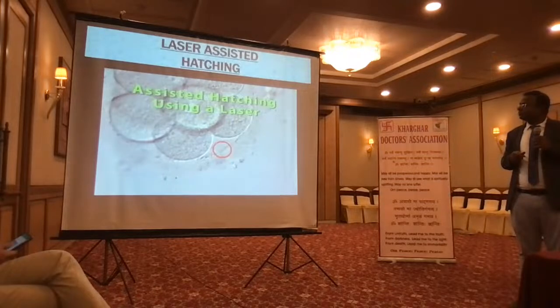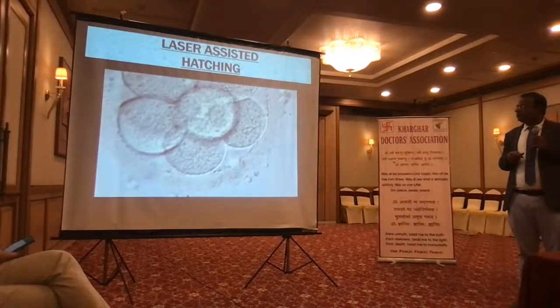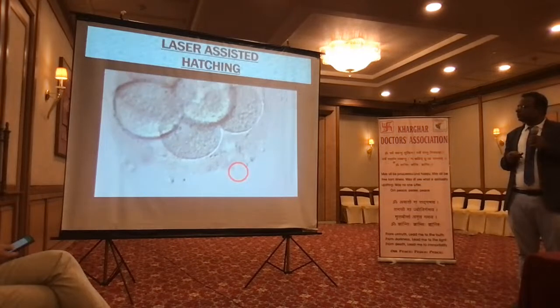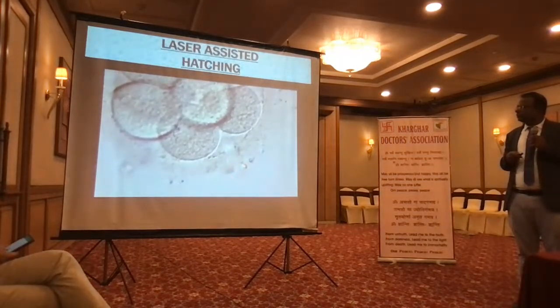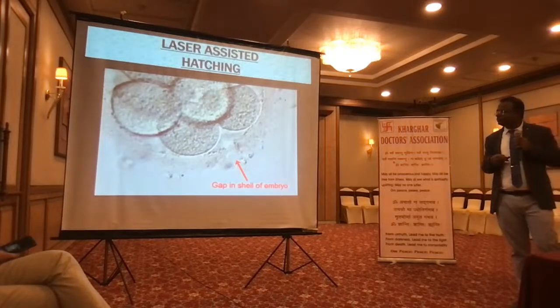There's assisted hatching being done on a day 3 8-cell embryo. The laser fires in the area of the red circle. We pulse the laser once, twice, and a third time. Now the hatching is completed, and there is a gap in the shell at the red arrow. Assisted hatching is believed to make it easier for the embryo to hatch out of its shell, thereby increasing the probability of implantation and pregnancy.